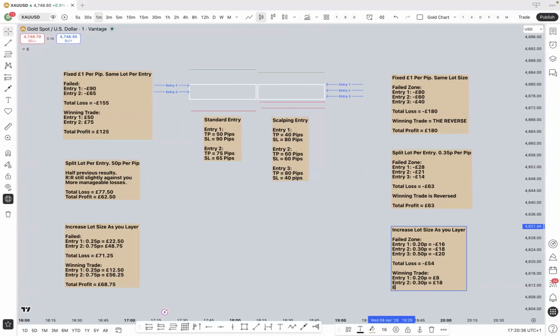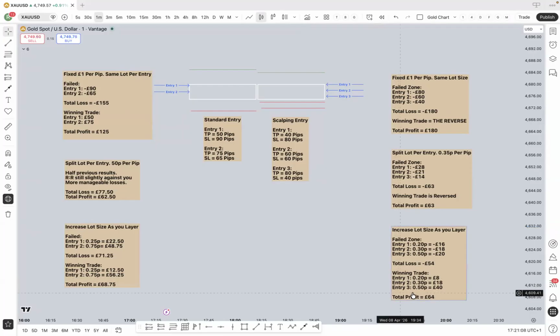Entry 3, at 0.50p per pip, will then go and give you a profit of £40. Total profit has the potential to be £64.